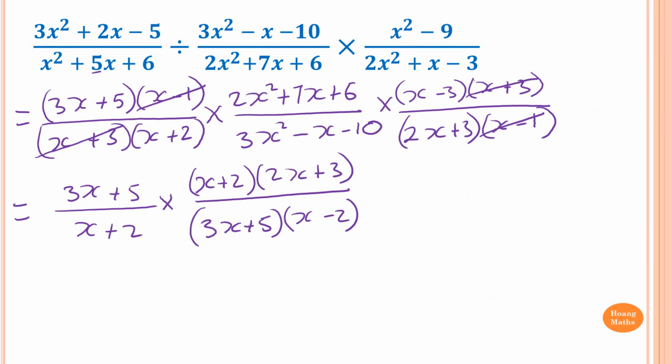So now what's left is just 3x minus 3 all over 2x plus 3. And if you like, you can bracket. You don't have to, but if you want to make it easier for you to see, of course you can bracket.